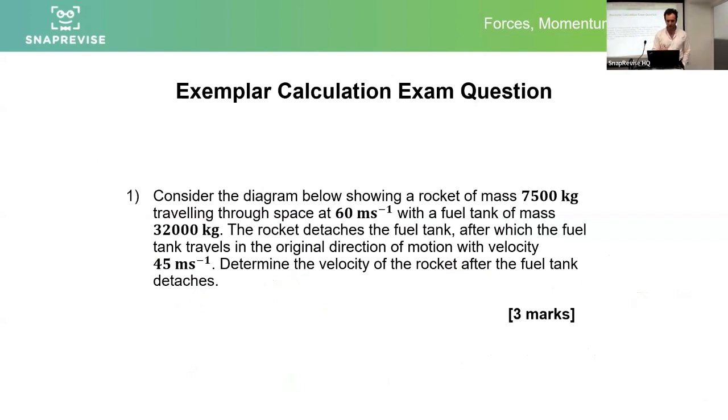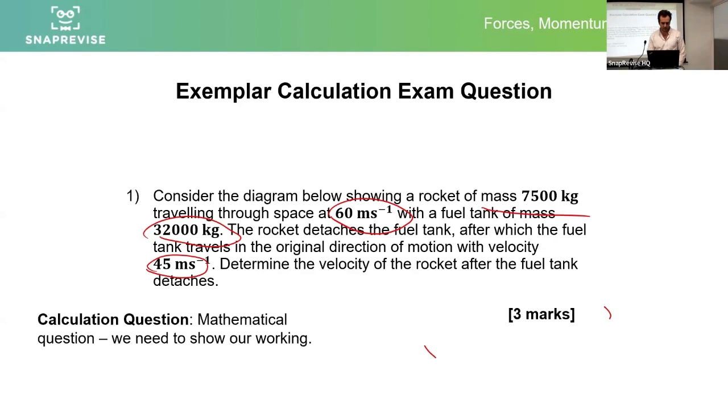Consider the diagram below showing a rocket of mass. So as soon as you see rocket, you know it's something to do with conservation of momentum and Newton's third law, perhaps. Of mass 7.5 tons, traveling through space at 60 meters per second. Fuel tank of mass. Okay, so we've got two separate masses for the fuel tank and the rocket itself. The rocket detaches the fuel tank, after which the fuel tank travels in the original direction of motion with velocity 45 meters per second. Determine the velocity of the rocket after the fuel tank detaches. Sweet, love it.